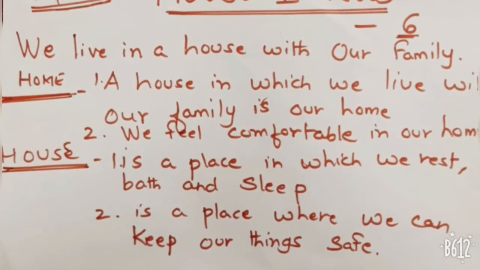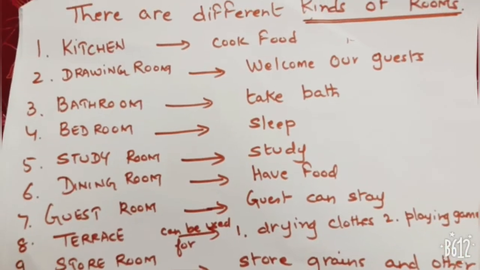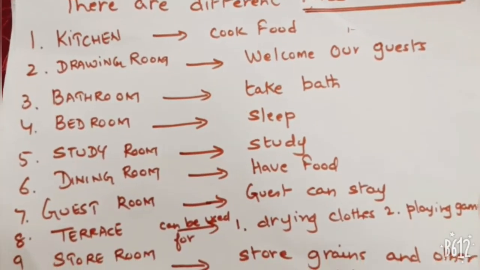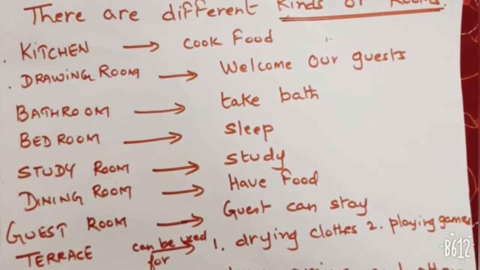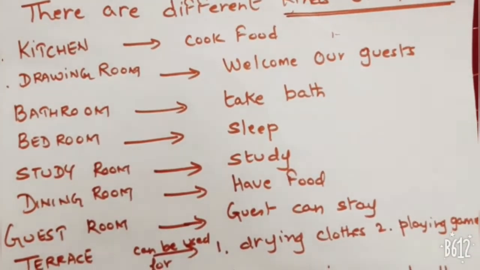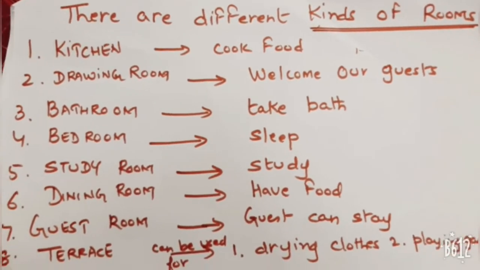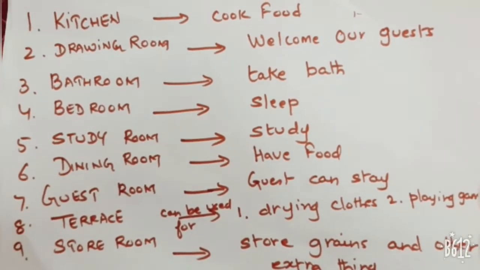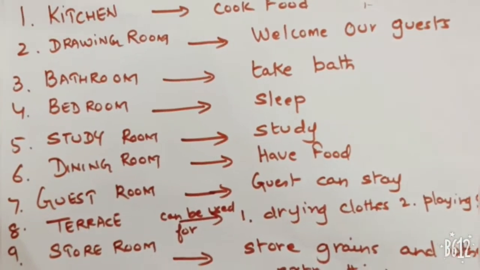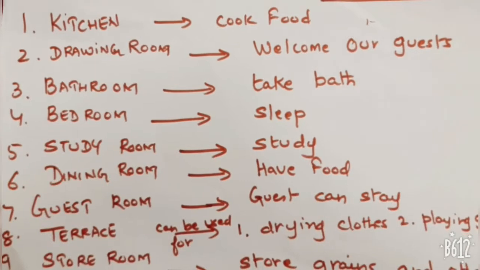Okay, now come to page number 31. A house may be big or small. There are rooms. If you have a big house, it means you will have many rooms. And if you have a small house, you won't have many, maybe 2-3 rooms, right? So there are different kinds of rooms in a house.